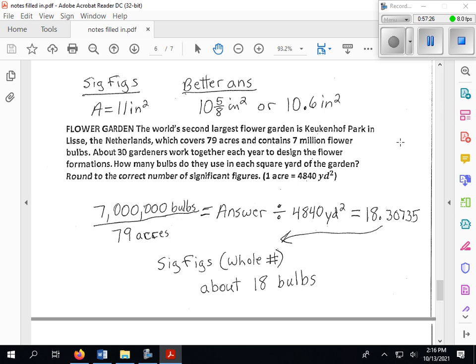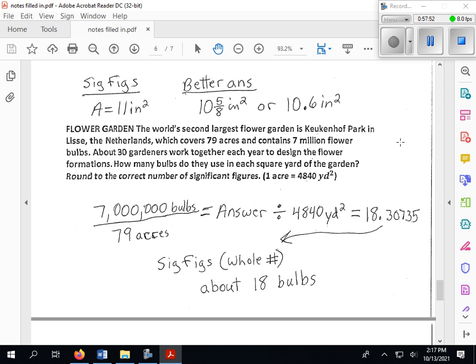Well, they didn't want to know how much each acre contained. They wanted to know how much each square yard contained. So a 3 by 3 box. How many bulbs are in this 3 by 3 box? That's what they wanted to know. So all you do is take that answer and divide it by 4,840 square yards. And what's that give us?